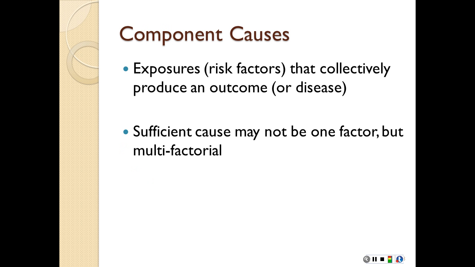So, most of the time, especially when we're talking about chronic diseases, one exposure or risk factor alone is not enough to cause the development of disease. Usually, it's multifactorial. There are multiple component causes that all work together to cause you to have the disease. This is definitely the case in almost all chronic conditions. I'm not going to say all of them, but most of them. A sufficient cause doesn't have to be one factor. It can be multifactorial. So you may have to have A, B, and C all occur in order to get the disease.